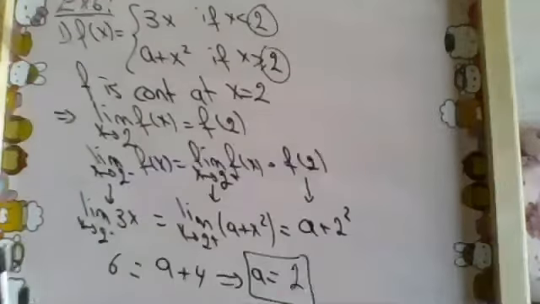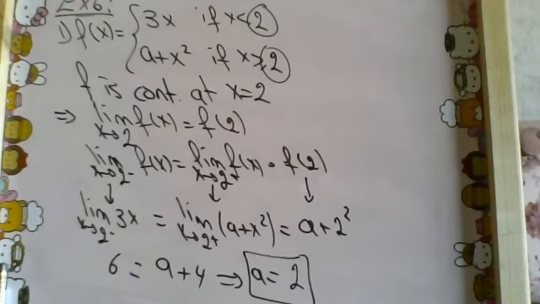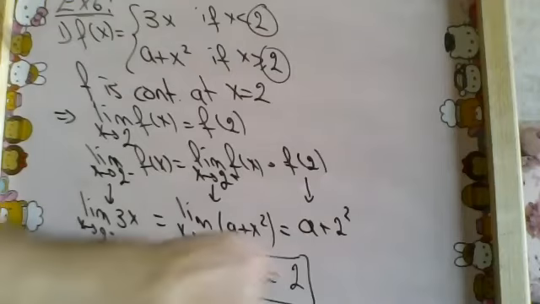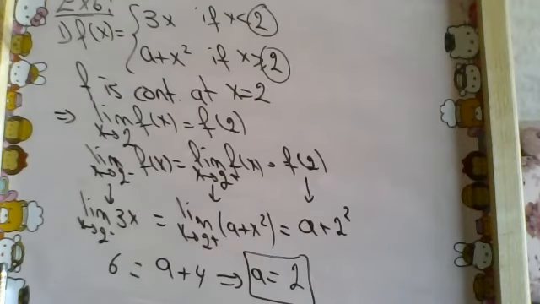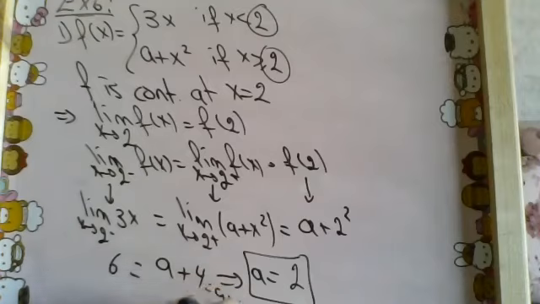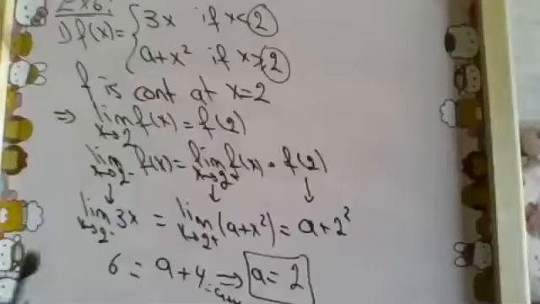Okay? Here, with a plus 2 squared, why didn't we replace x approaches 2 to get a plus 4? You'll get a plus 4 already. Okay, if you write here, it is equal to a plus 4. Okay, sorry.